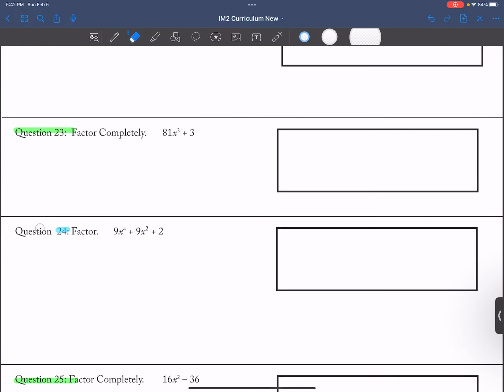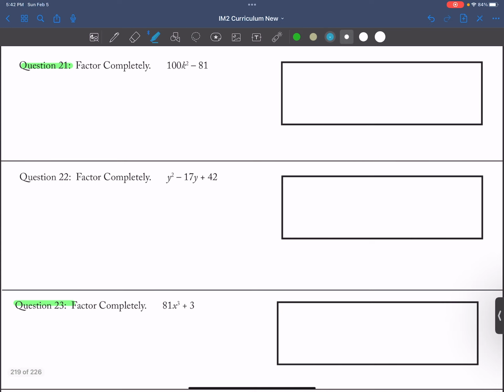All my things are going to be off. So 22, not 24. Okay, so draw my X again. So negative 17 and 42. So 1 and 42, 2 and 21, 3 and somebody. 16. Nope.